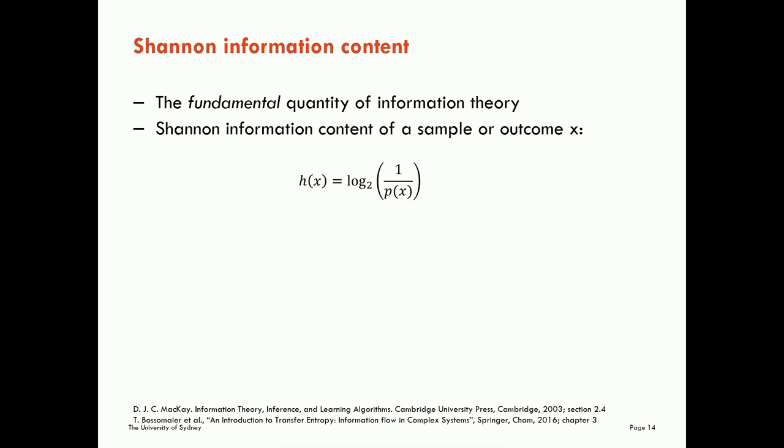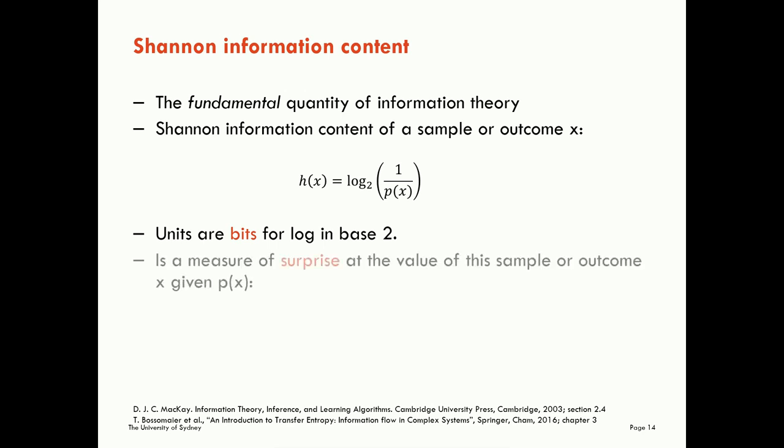Okay, the fundamental quantity of information theory then is what's called the Shannon information content. This refers to the information content of a specific sample or outcome, little x, from our sample space. It is simply the log of the inverse probability of x. This is our Shannon information content. Here, the units are bits when we take the log in base 2. But we don't have to. We could take the log to a different base. We could take it to base e, in which case we call the units nats, short for natural units.